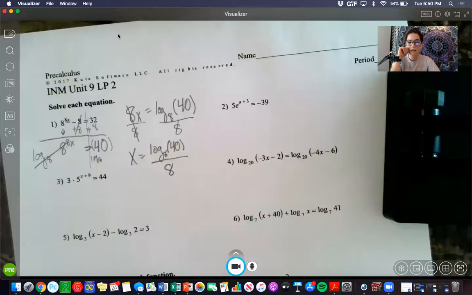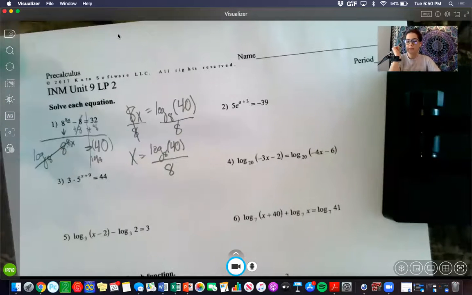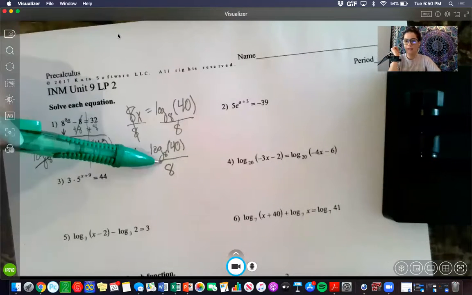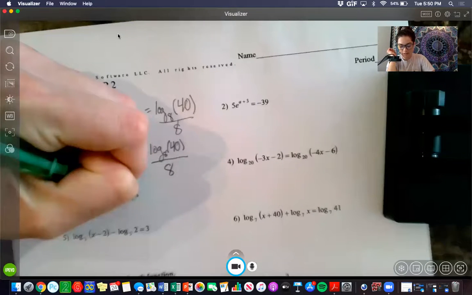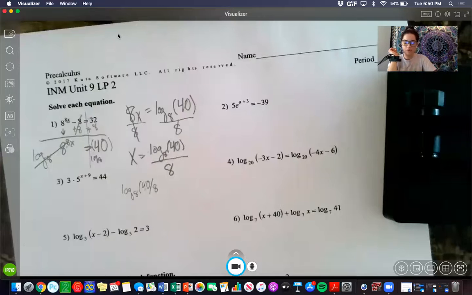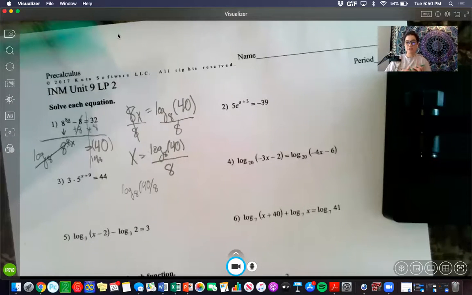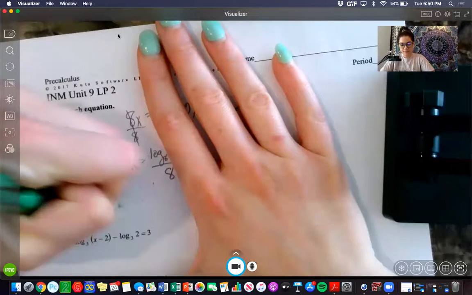So I like the parentheses around whatever we're taking the log of, because the log base 8 of 40 is very different than log base 8 of 40 divided by 8. Two different numbers, so make sure that you are very clear and specific with your notation. Let me erase that because that's actually no bueno.